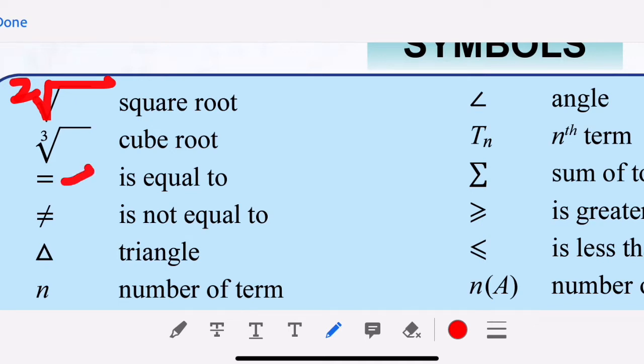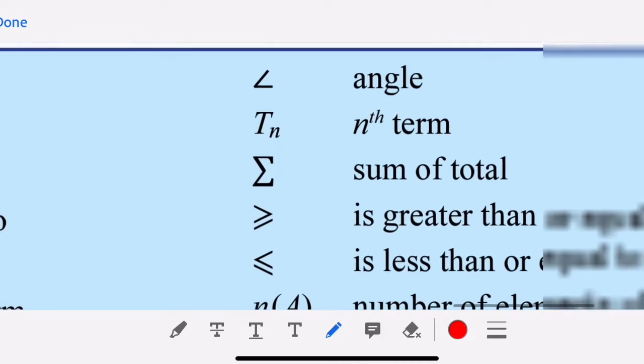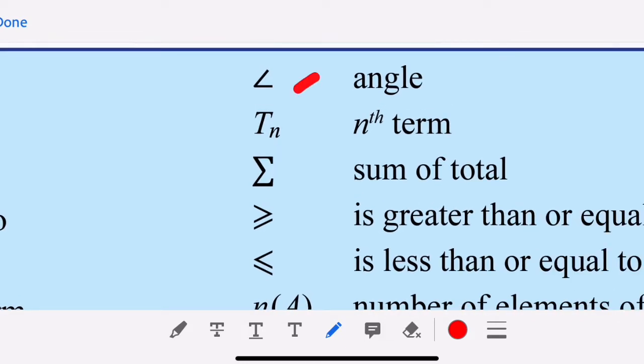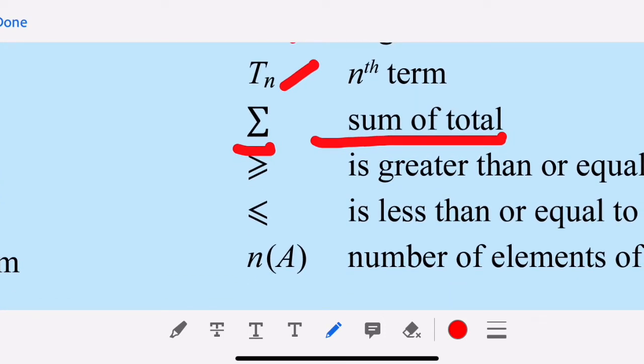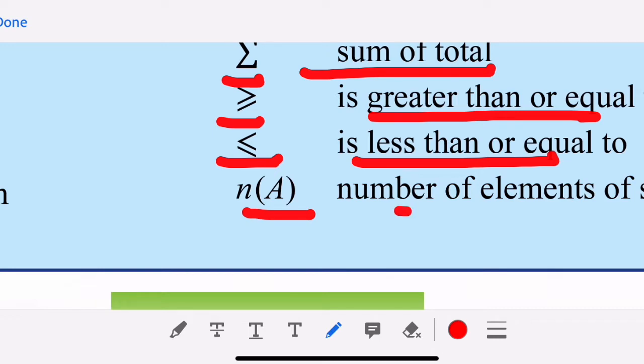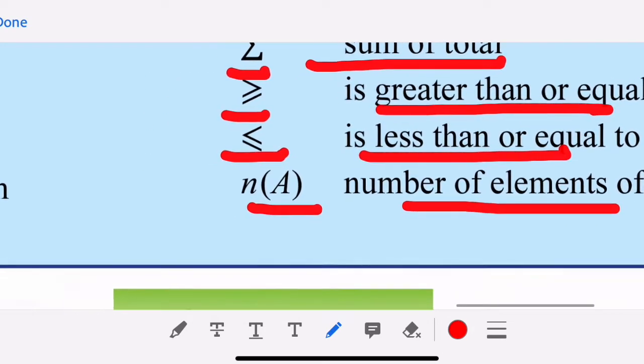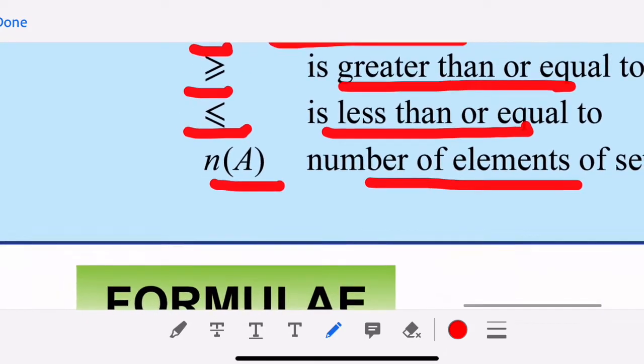And this is equal to, is not equal to, triangle, and is number of term. And this is the pi, and angle, symbol angle, this is the n term. This symbol represents sum or total. And this is greater than or equal, less than or equal. And this is number of elements of set A.